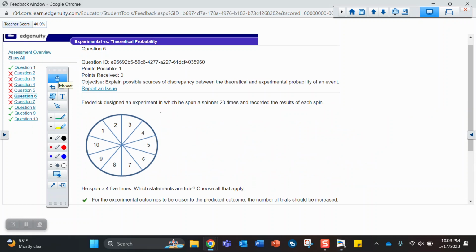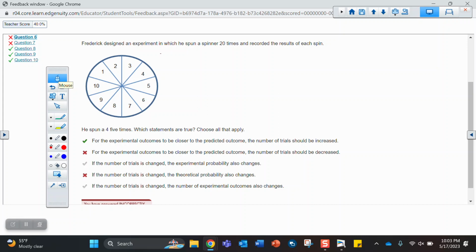Frederick designed an experiment in which he spun the spinner 20 times and recorded the results of each spin. He spun a 4 five times. Which statements are true? Check all that apply. So he got a 4 five out of 20 times. So we divide, that's 1/4 of the time. And that's way more than we would expect, right?